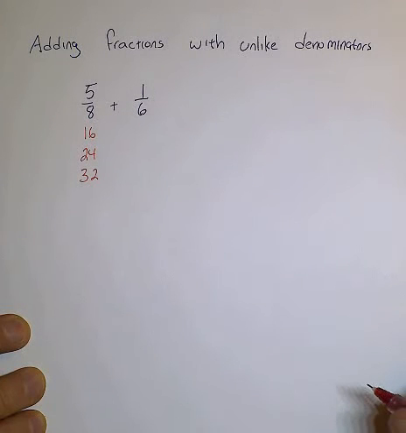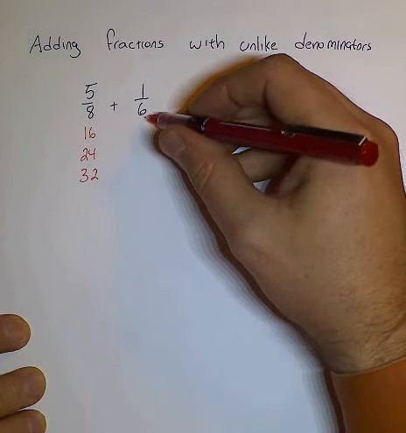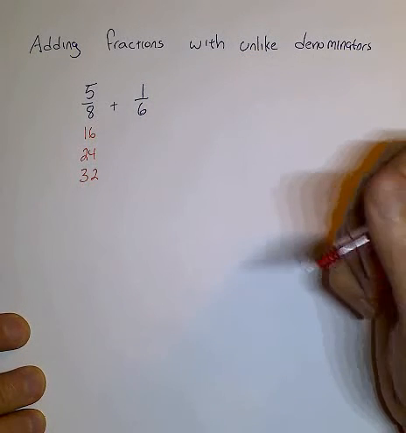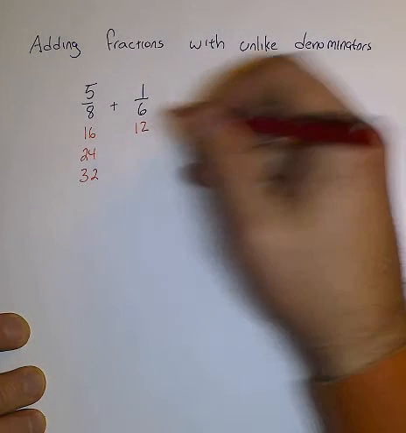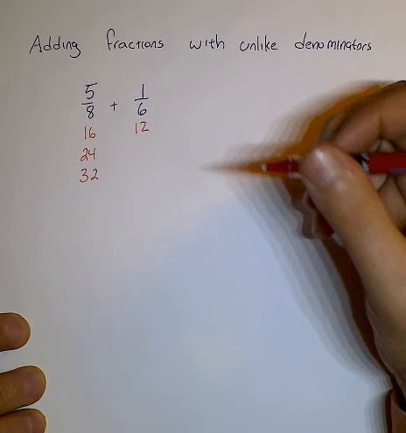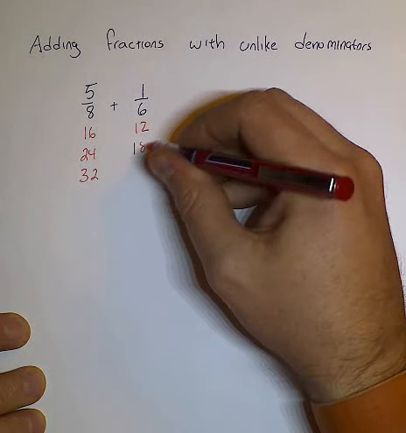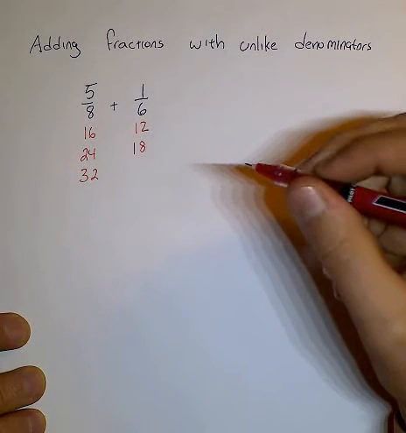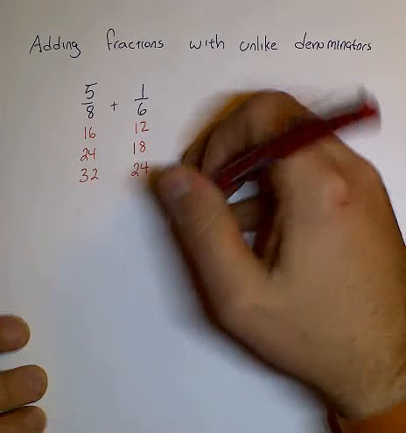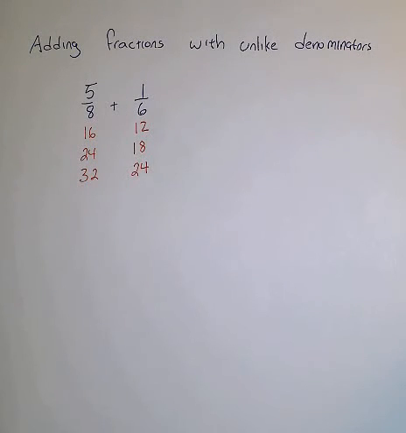Now I'm going to do the same thing with 6. So we're going to count by 6s. 6, 7, 8, 9, 10, 11, 12. And then my next 6 is 13, 14, 15, 16, 17, 18, 19, 20, 21, 22, 23, 24. And oh, now I notice that I've got a match on my list.